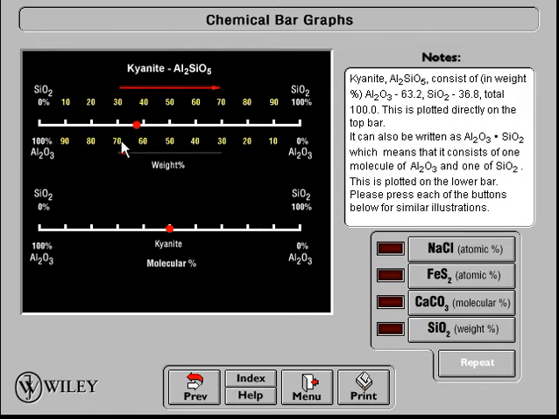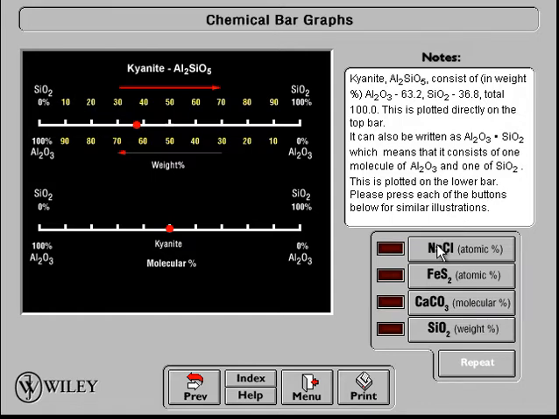Here we have the whole ratio in weight percent. And below we have the same in molecular proportions, and then we have 50-50: 50% molecules of Al2O3 and 50% of SiO2. Did you get this? Here we have weight percent, here we have the molecules. So that is now for this example of kyanite, Al2SiO5, alumosilicate.